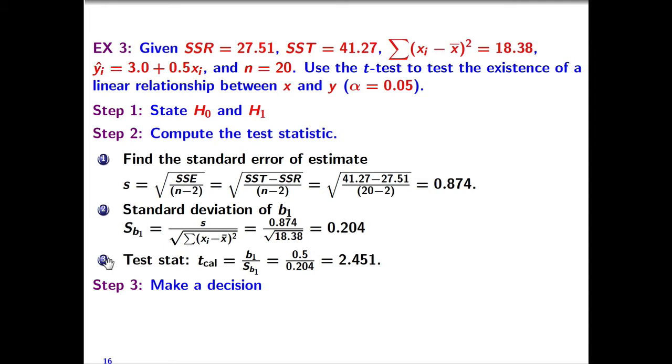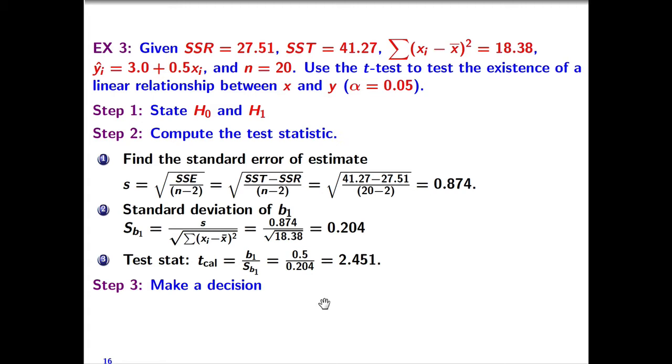Now, sub-step number 3, we're going to find the test statistic t-cal, which is from equation 14.19. This is B1 over SB1, and B1 is 0.5, SB1 is 0.204, and we get this test statistic to be 2.451. And then step number 3, make a decision.